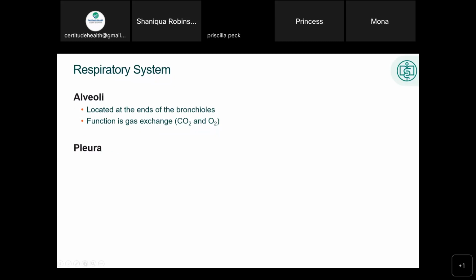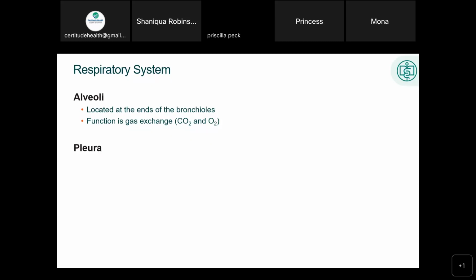Most of our respiratory organs are concerned with movement or conduction of air through respiratory passages. We have our alveoli, which are tiny air sacs located at the end of respiratory passages, and this is where gas is exchanged. Oxygen and carbon dioxide are exchanged between the inspired air and the circulating blood in the capillaries. This is how our blood is oxygenated.